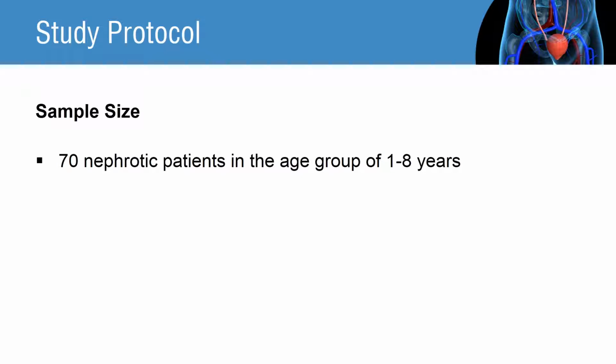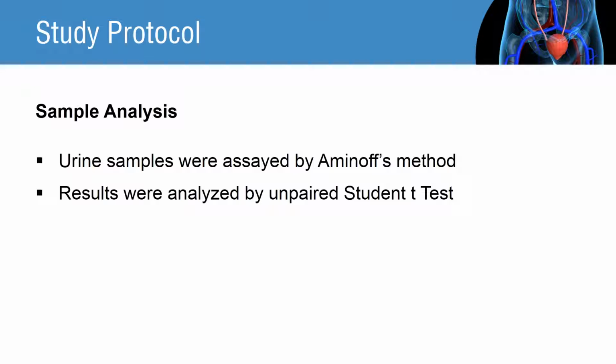The study sample involved 70 nephrotic children in the age group of 1 to 8 years, of which 47 were steroid sensitive and 23 were steroid resistant. The subjects were analyzed by assaying their urine samples for the sialic acid by Anmenoff's method. The results were analyzed by unpaired student t-test.